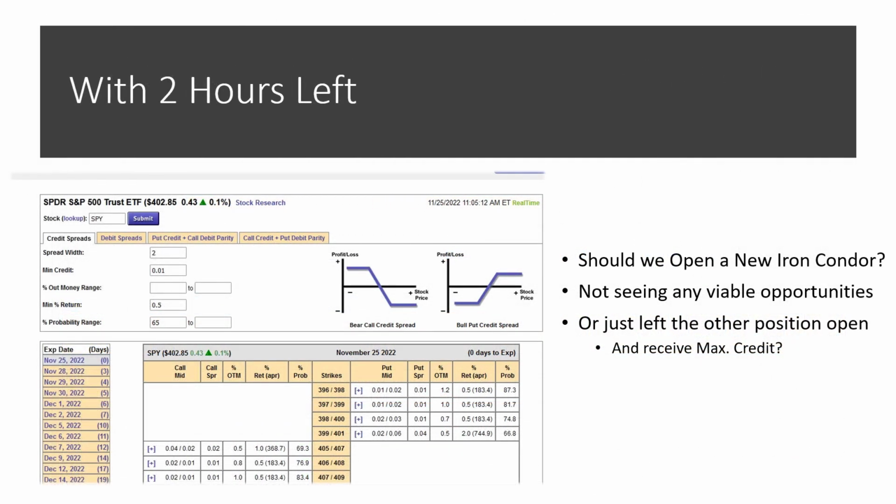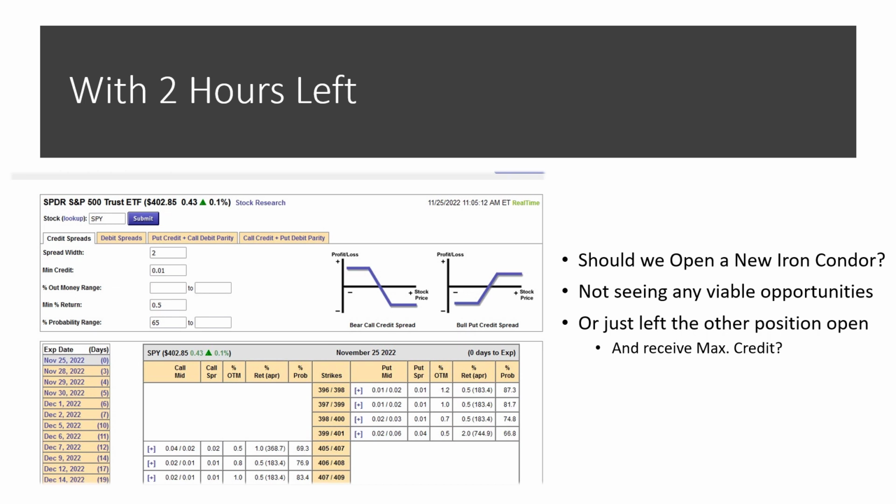Now that spread was closed at about 11 a.m. Eastern Time, 11:02 a.m. Eastern Time. We have roughly 2 hours left to the early close at 1 p.m. Eastern. Should we open a new Iron Condor position to try to take another 4, 5, or 6 cents?